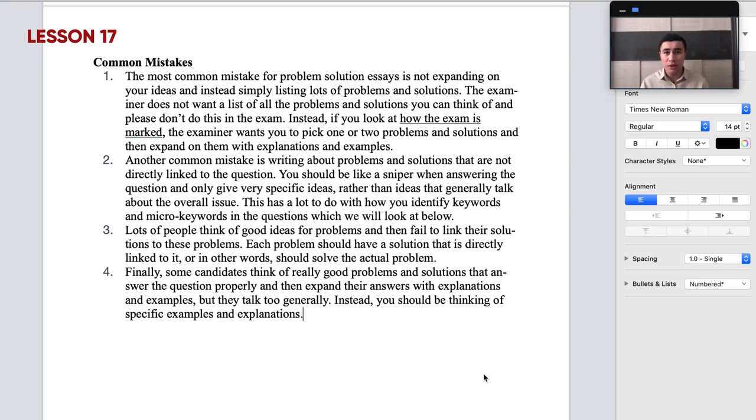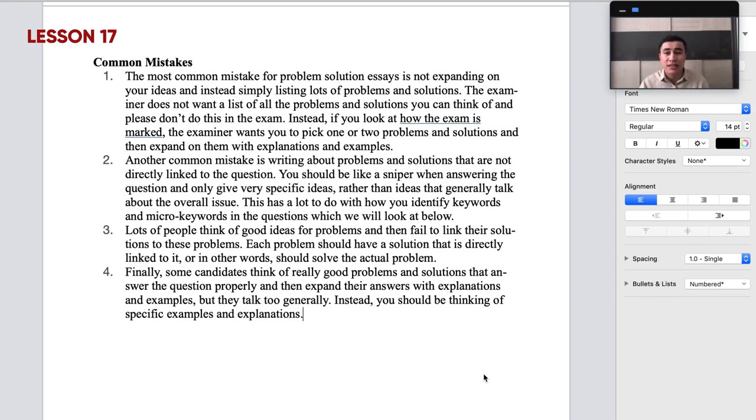Next, lots of people think of good ideas for problems and then fail to link their solutions to these problems. Each problem should have a solution that is directly linked to it, or in other words, should solve the actual problem. So when you're thinking of certain problem or issue, you should at the same time come up with proper solution, and this solution must be directly linked to the issue that you are stating.